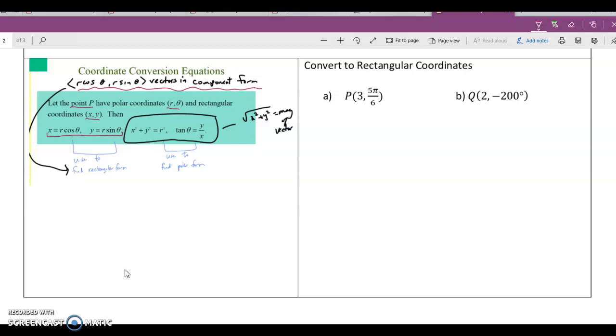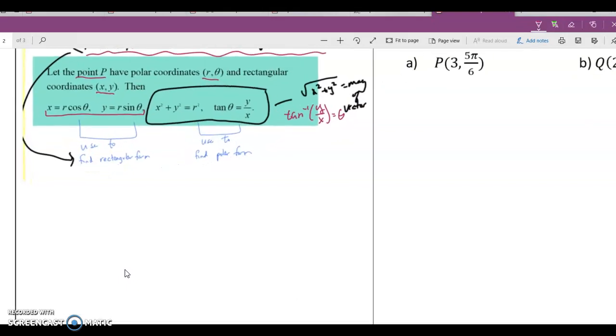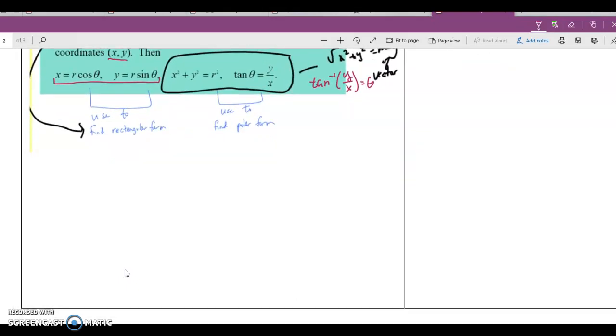So again, these might look kind of familiar as well, because the square root of x squared plus y squared is equal to the magnitude of a vector, and then tan inverse of y over x was equal to the direction of the vector. I know, it's all coming back. So worth learning that.